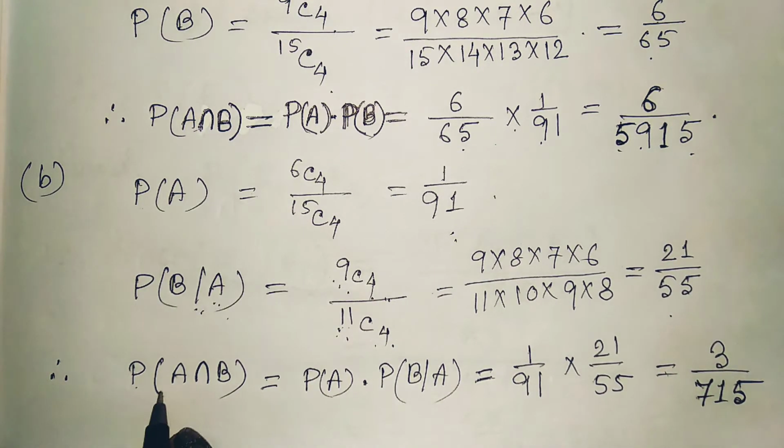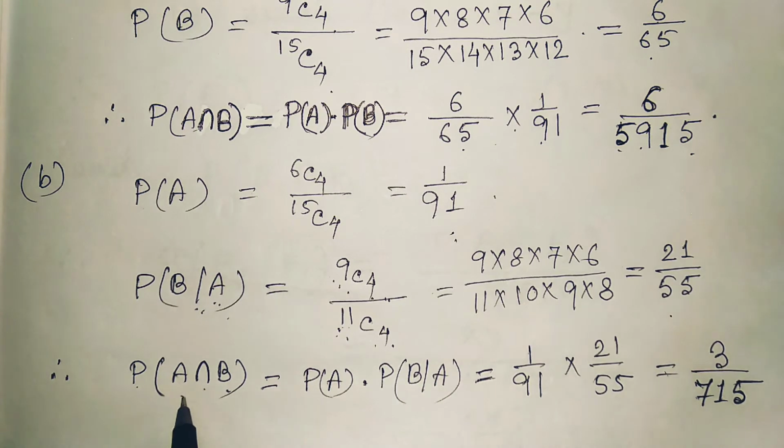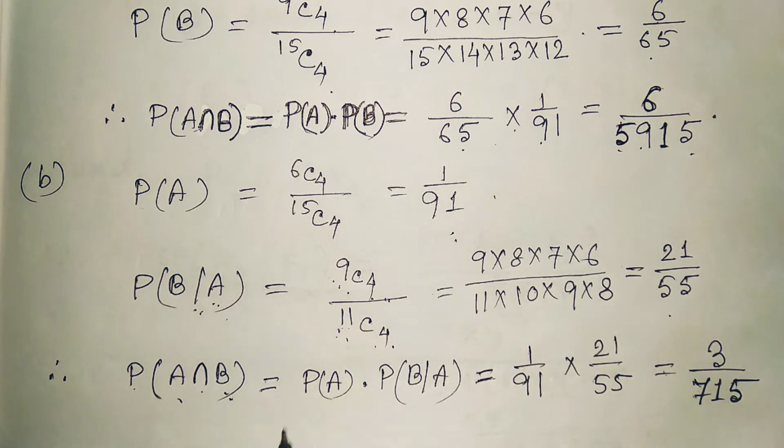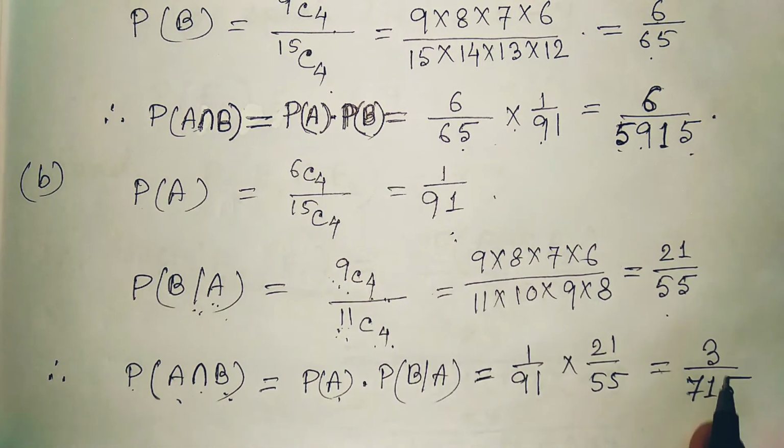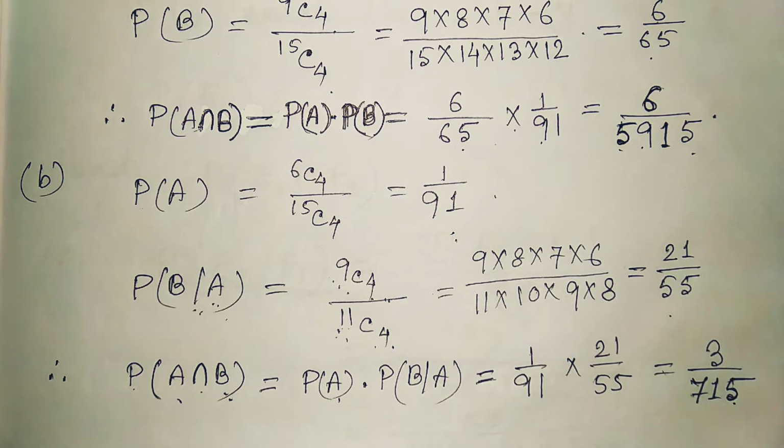Now if we take the probability of A intersection B, that means the first draw is 4 white balls and the second draw is the 4 black balls. So then it is probability of A times this. So the total probability is 3 upon 715. So this is the answer.